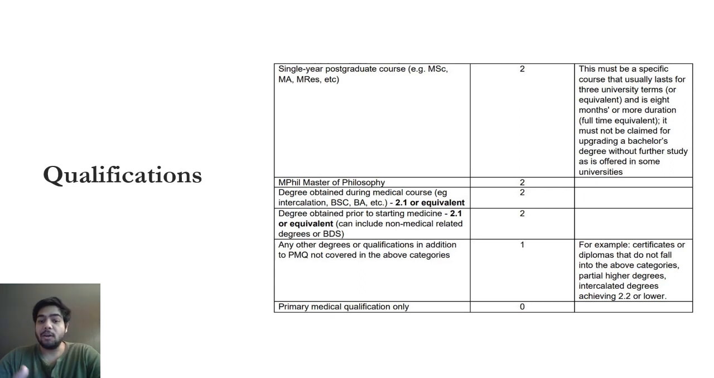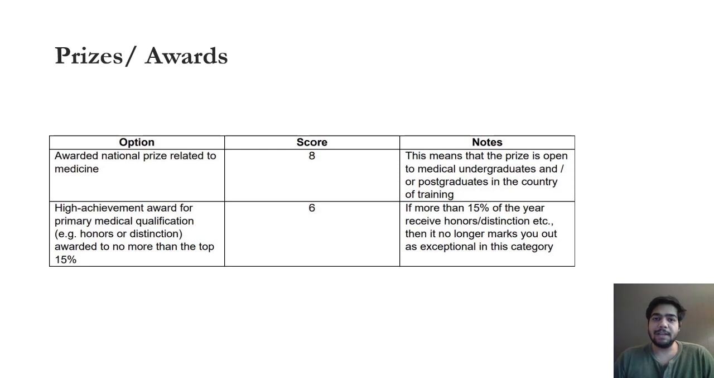And if you have a degree obtained prior to starting medicine with again 2.1 or equivalent, which is the second class honors in the upper division, then you get a score of 2. Any other degrees or qualifications in addition to your primary medical qualification which is not covered in the above categories give you a score of 1. And if you have your primary medical qualification only and haven't done any other degrees, then you get a score of 0.